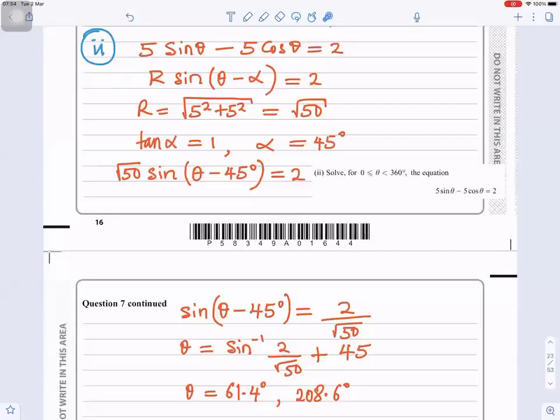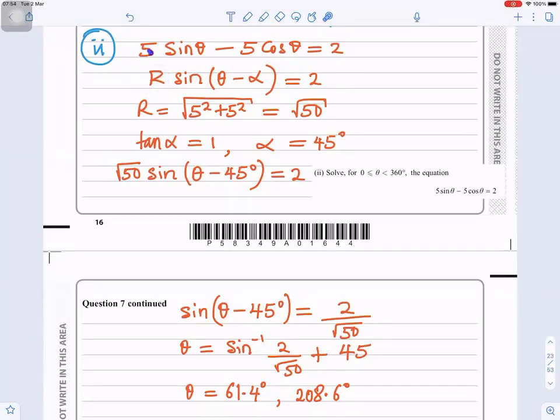For part 2, it says solve the equation 5 sine theta minus 5 cos theta equals 2. So what we want to do is write it as r sine of theta minus alpha equals 2. How do we find what r is? We want to change it from the first form to the next form. So we need to find this r. How do we find r?